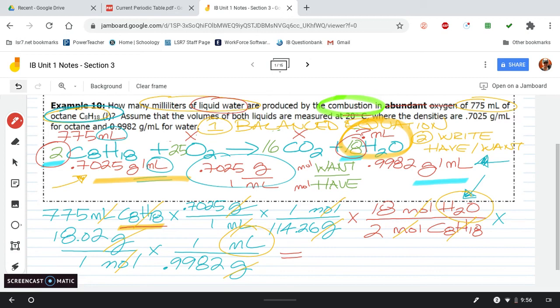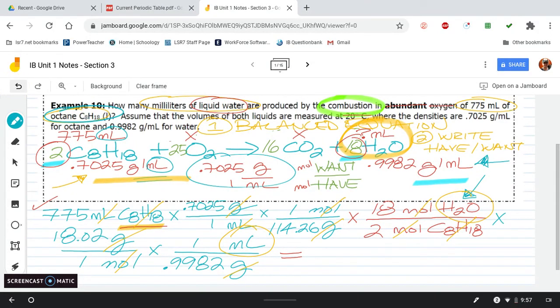Now, the math. So get your calculator. How does the math work? You plug in the first number right here, and then you multiply if it's on top, divide if it's on bottom. So get your calculator out. Here we go. 775 multiplied by 0.7025. I'm going to hit enter. I'm not going to divide by 1 because it doesn't do anything. If you'd like to divide by 1, feel free. This is going to be on the bottom, so now I'm going to divide.